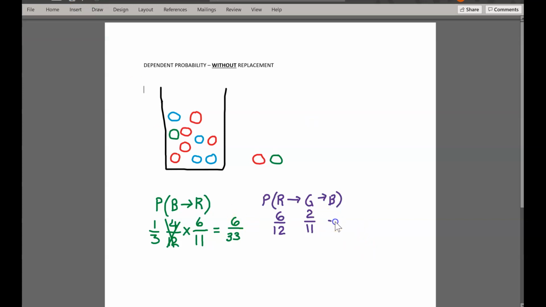So how many does that leave for our third draw? Well, now there are only 10 marbles in the bucket. How many of them are blue? 4. All right. So notice that what happened on the first draw changed the numbers for the second draw, and the second draw changed the numbers for the third draw. This is dependent probability. What happens before changes what is happening now.